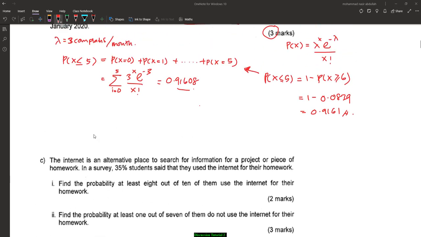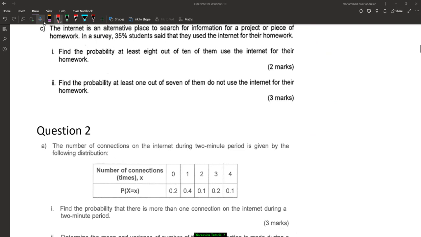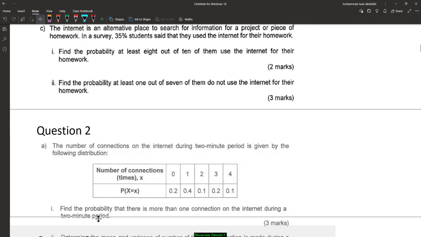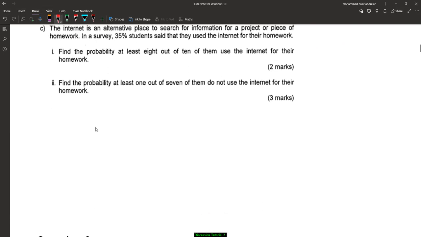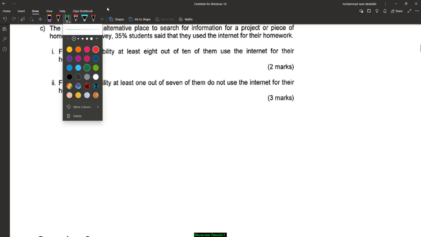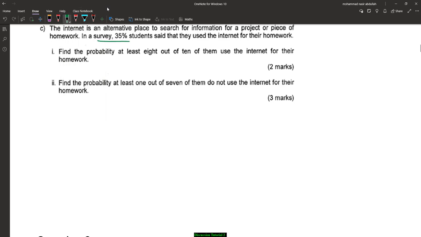Okay, enough for question B. Now let's look at C. So the internet is an alternative place to search for information for projects and pieces of work, right? In a survey, 35% of students say that they use the internet for homework. So probability of using the internet is 0.35.